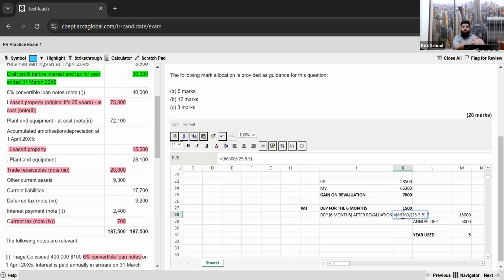And remember, after calculating this one, we will have an annual depreciation, but we need the depreciation for the 6 months. So we are going to multiply it by 6 and divide it by 12. So the 1,700 is the depreciation for the 6 months after revaluation. First, please do let me know, are we all clear on this one?